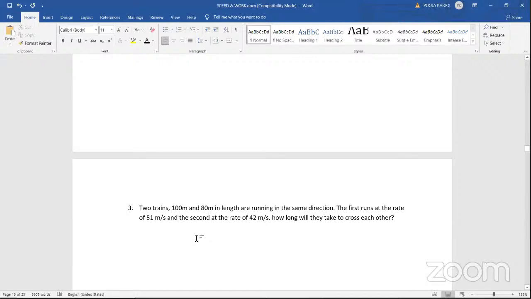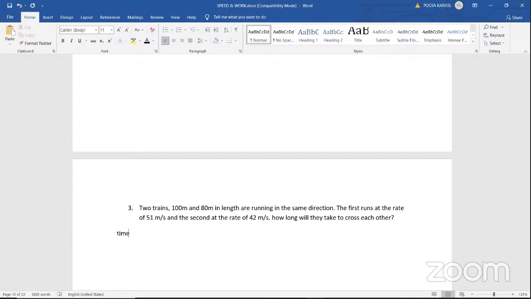See here, suppose a question like this: two trains, 100-meter and 800-meter, are running in the same direction. Same direction, what about its relative speed? X minus Y. Speeds will be subtracted, whichever is the bigger minus smaller. So here they have asked how long will they take to cross each other.